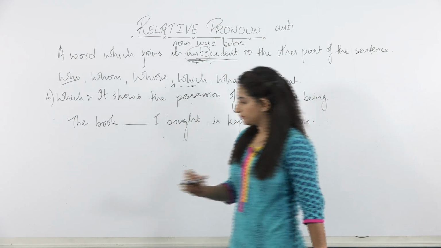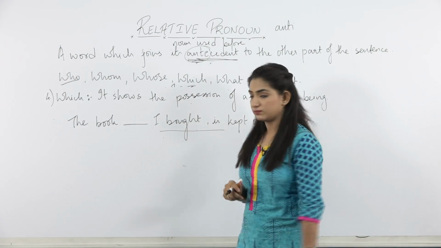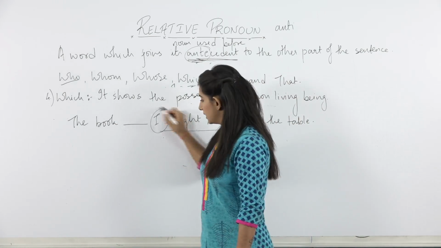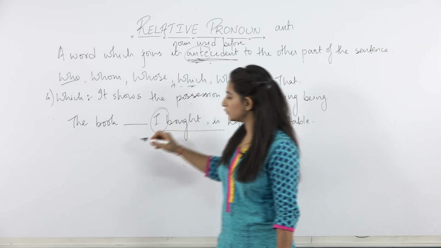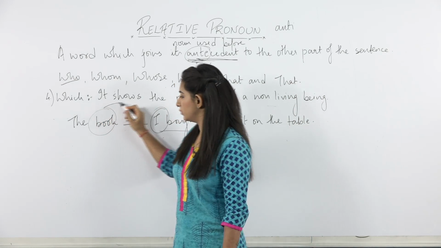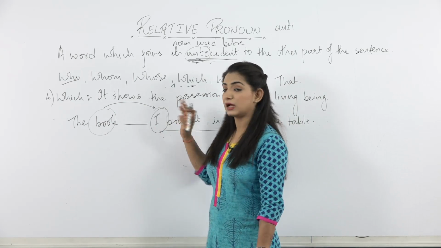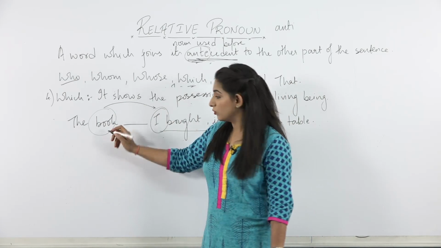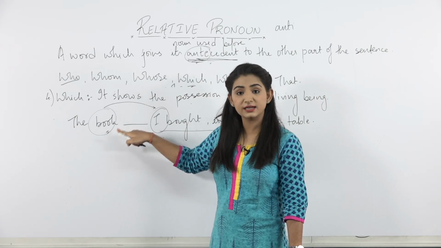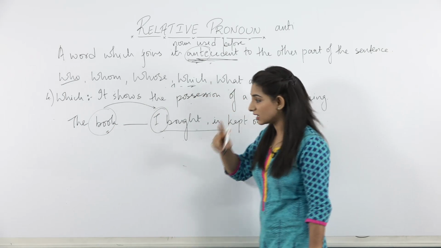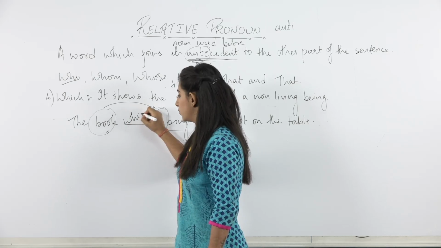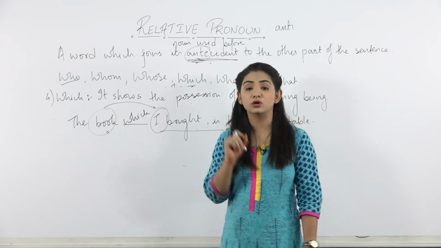Now tell me here, the book which I bought. Now "bought I" is given and you have to show the possession of this book with I. आपको यहाँ पे I के साथ book का अधिकार दिखाना है. तो book यहाँ पे antecedent is a non-living being. In this condition we will use which here. Why? Because book is a non-living thing.